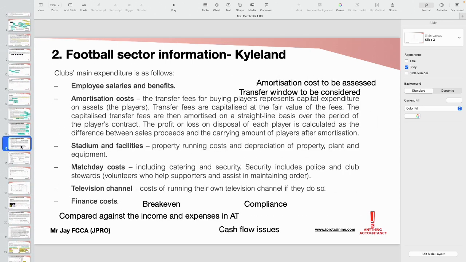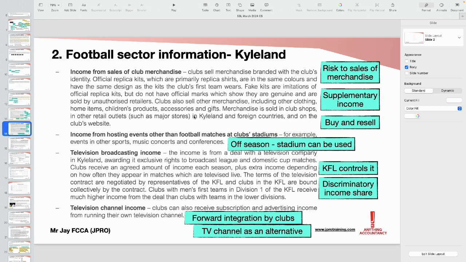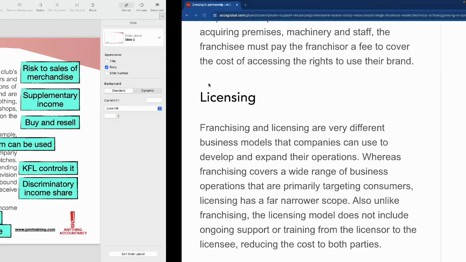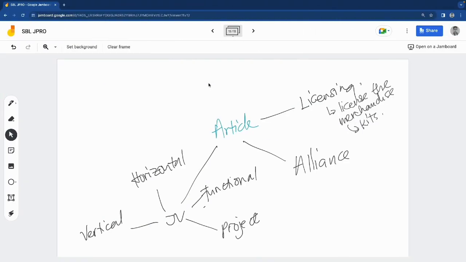Okay, remember the breakdown of the revenue. What were the revenue items? Those are possible: the official replica kits, primarily replica shirts. Those things I think you can go for. Those could be licensed out to a country.